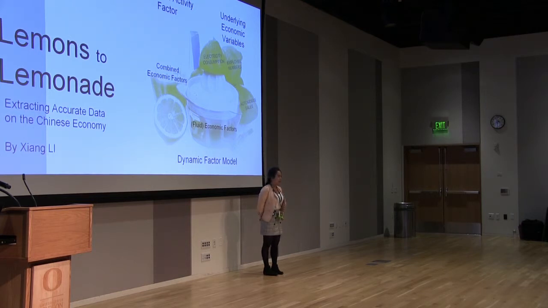Economic growth of all nations depends on the growth of all other nations, and the global economy has entered a synchronized slowdown. Is this global slowdown temporary or long-lasting? To answer this, we do need very accurate information about the Chinese economy, like what I have extracted here. Using this dynamic factor model, I juiced my lemons and made it into lemonade.